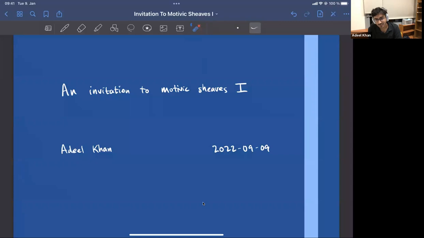So it'll be two talks. The first talk will be quite accessible, and I will try not to use any advanced machinery. Then in the second talk, I'll be a bit more honest about some of the technical machinery that goes into this stuff, especially into Voevodsky's work. But this talk will be more of a motivation. The goal will be to try to convince you that motives, and motivic sheaves especially, are something that would be useful.